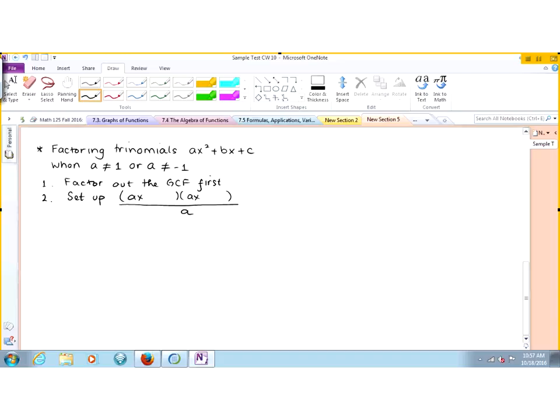ax divided by a. So which one is a? This a. So ax divided by a. So let's do it here. So what was the problem that I wrote before? 2x squared. Okay, thank you. When I set up, can I factor out the greatest common factor? Is there any here? No. So now I set it up. This is how I set it up. 2x divided by 2. That's how I set it up.